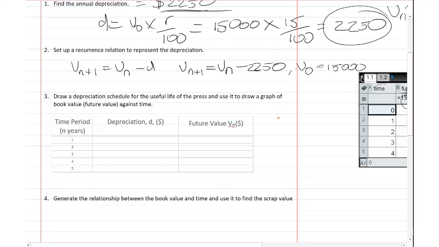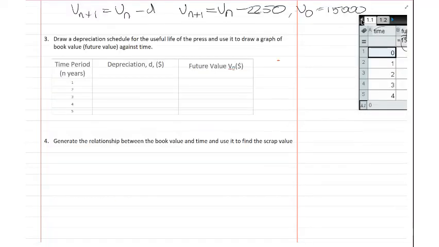The last part says generate the relationship between the book value and time, and use it to find the scrap value. So looking at this last one, we're going to generate that relationship between the book value. So what we need to do is, we've got the equation we had before.